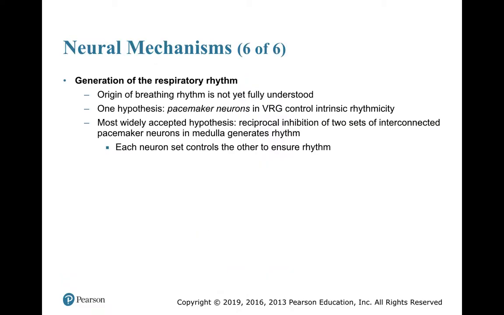Generation of the respiratory rhythm. The origin of the breathing rhythm is really not fully understood. The current hypothesis is that there are pacemaker neurons in the ventral respiratory group that control that intrinsic rhythmicity. The most widely accepted hypothesis is that we get reciprocal inhibition of two sets of interconnected pacemaker neurons to generate the rhythm, so that each neuron set controls the other, and that ensures rhythm.